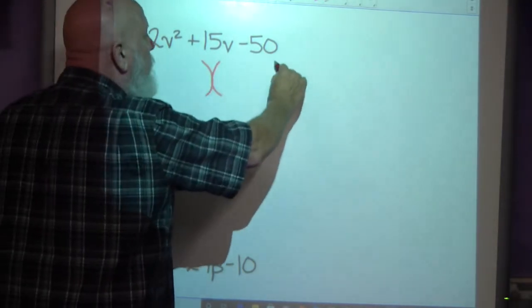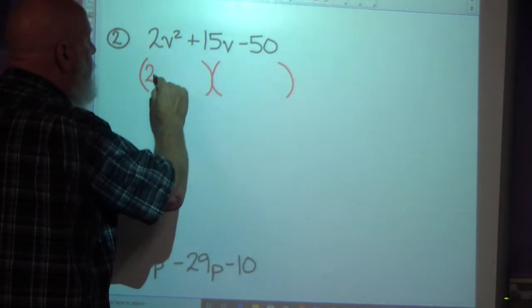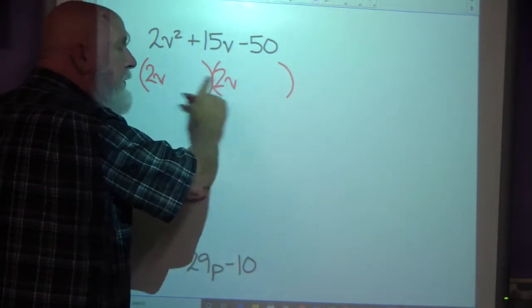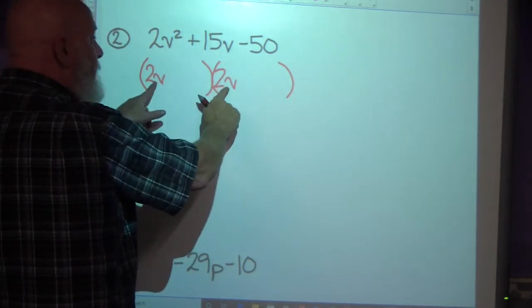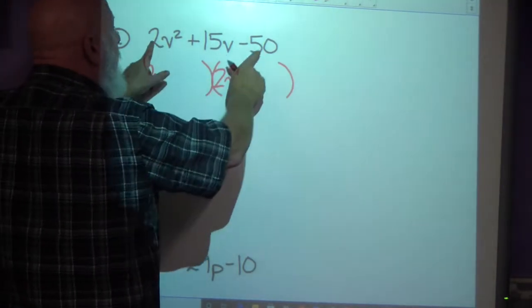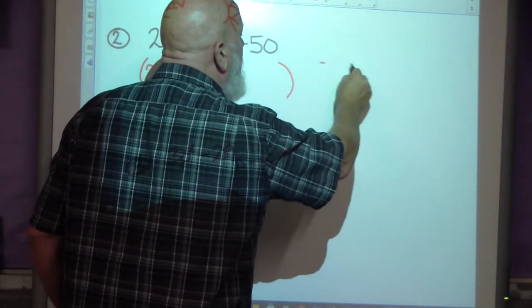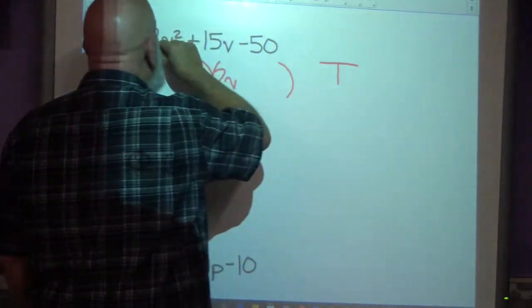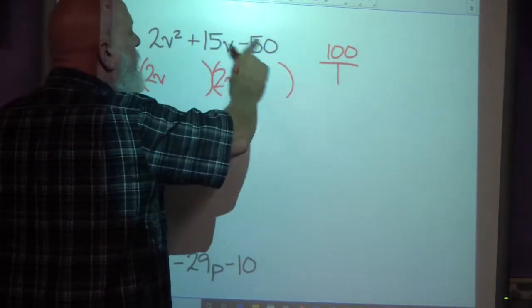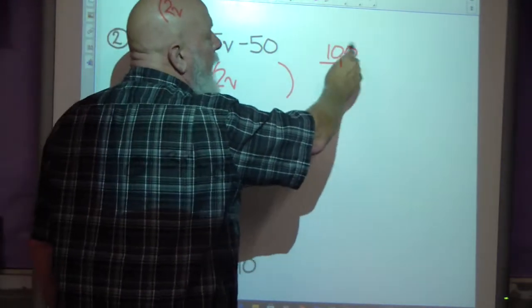I'm going to introduce an extra factor of 2. Here in just a second, I'm going to have to divide one of these by 2, because 2v times 2v is 4v squared. I don't want that. But I've introduced this so I can multiply these 2 together. 2 times 50 is 100. You can ignore the plus or minus. Don't worry about that just yet. This is just scratch work over here.